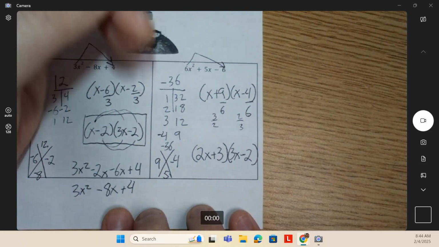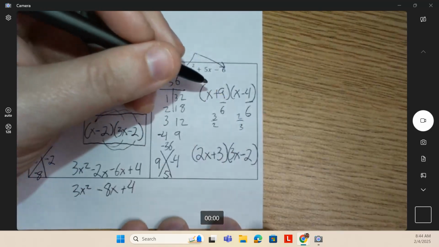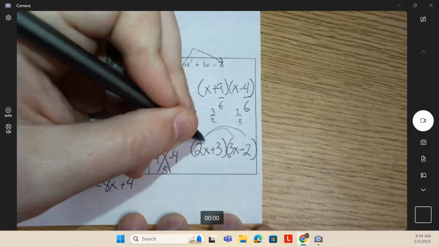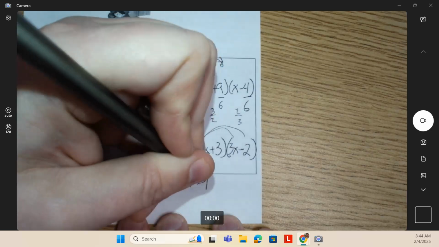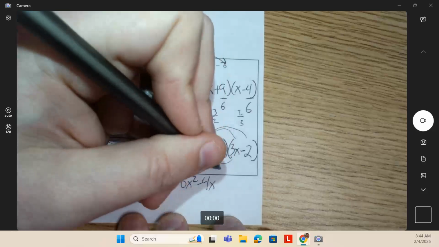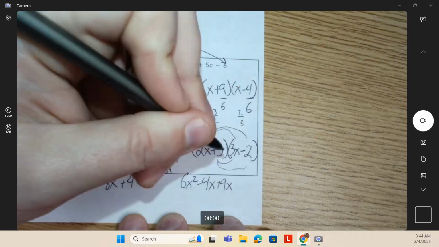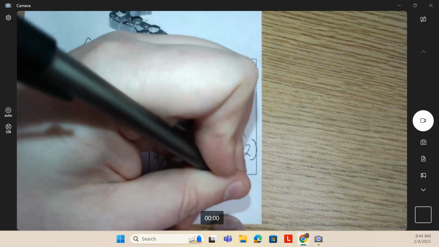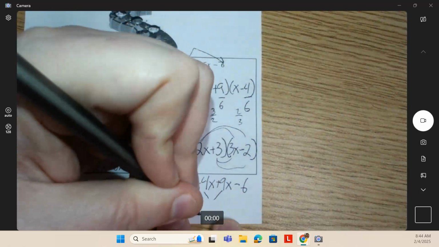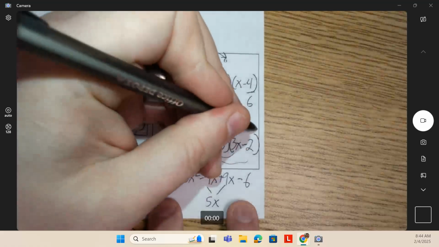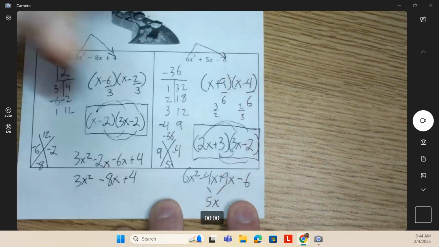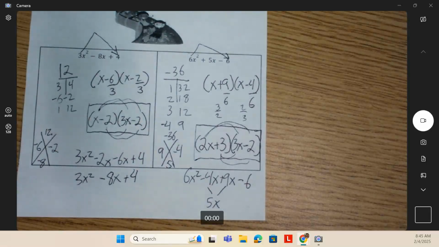And remember, you can always do your multiplication out to double check it. So if I do the first one, that's 6x squared minus 4x, then a positive 9x, and then 3 times negative 2 gives me a negative 6. Those two combine to get 5x, and it works out just like it's supposed to. So there's your answer right here. And that is the slip and slide method to solve trinomials that have a factor of something other than 1 in the front.